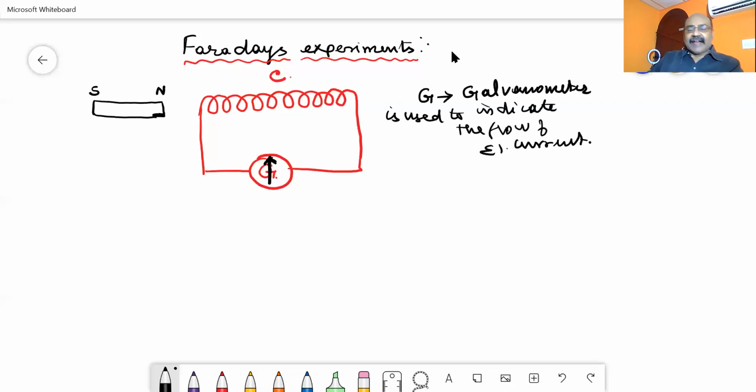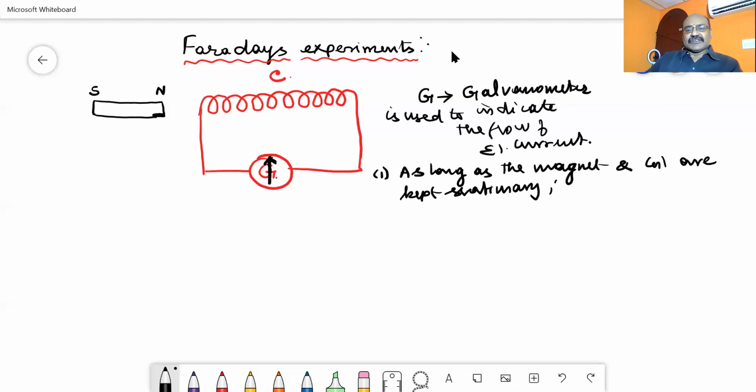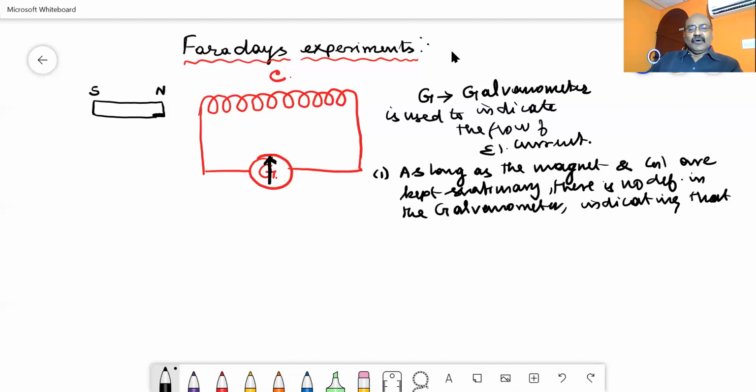So the first observation that can be obtained from this experiment is, as long as the magnet and the coil are kept stationary, then there is no deflection in the galvanometer, indicating that no current is flowing through the coil. We consider that as the first point.